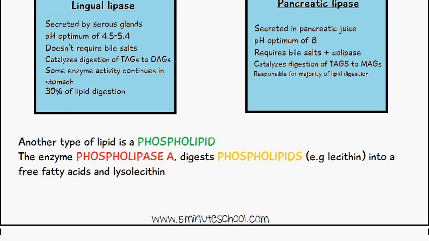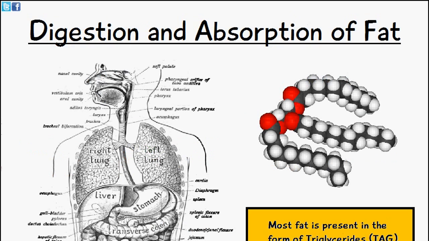And finally, we're going to talk about a different type of fat or lipid known as phospholipids. And the enzyme phospholipase A digests phospholipids, for example lecithin, into free fatty acids and lysolecithin. Remember, phospholipid consists of two fatty acids bound to a glycerol which has a phosphate group attached onto it. So after the digestion we get two fatty acid chains and a lysolecithin, which is what's remained without the fatty acids. That's everything we're going to discuss today on the first aspect of the digestion and absorption of fat.